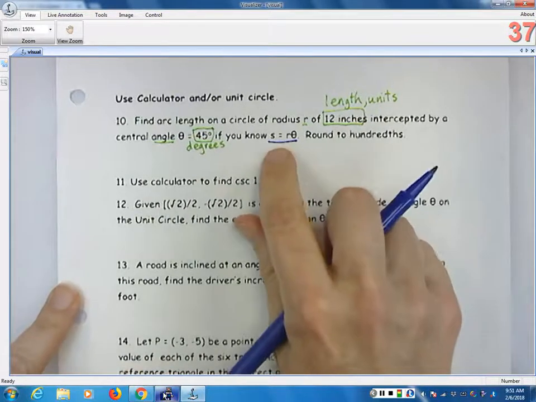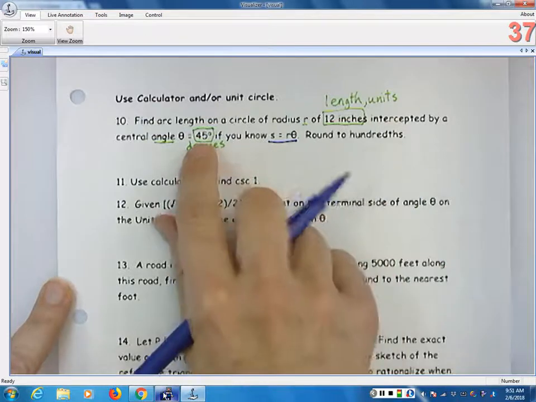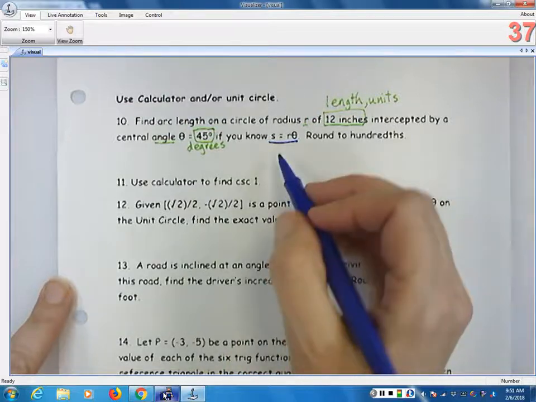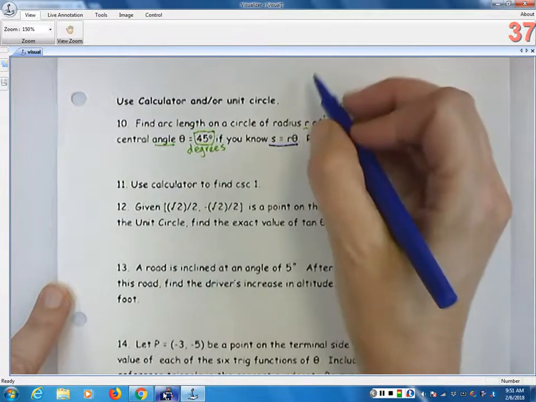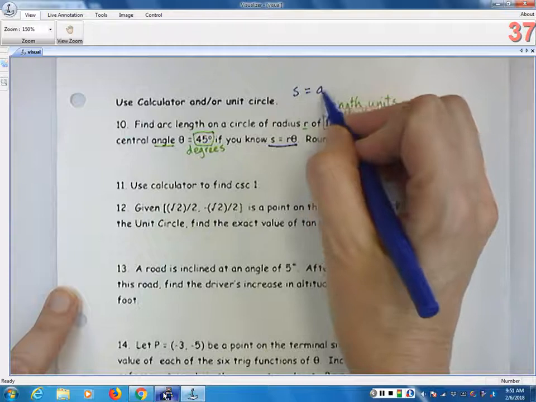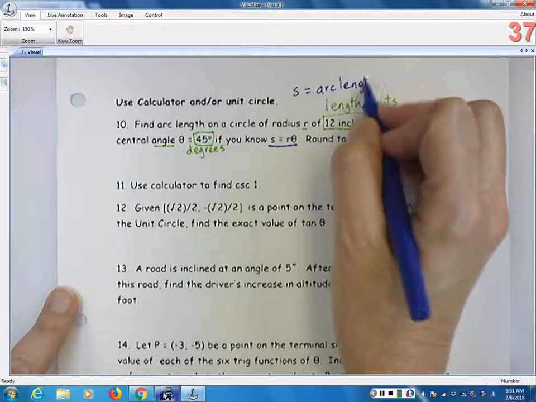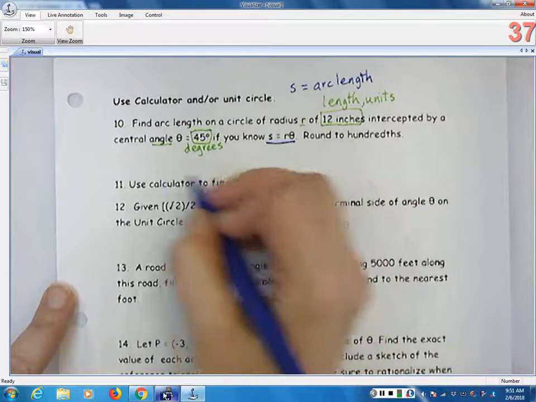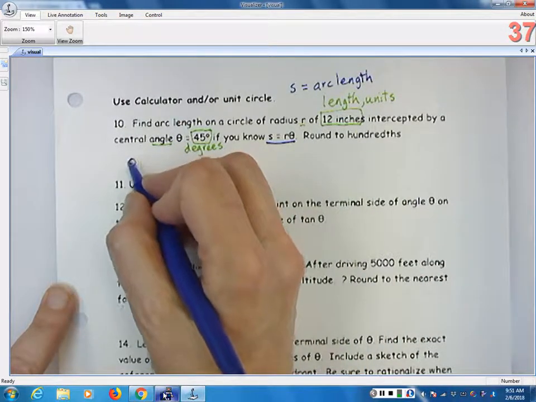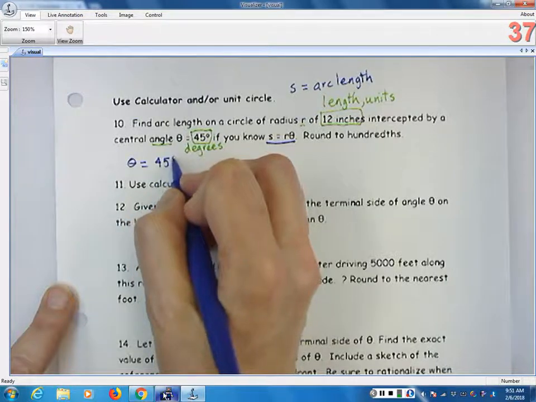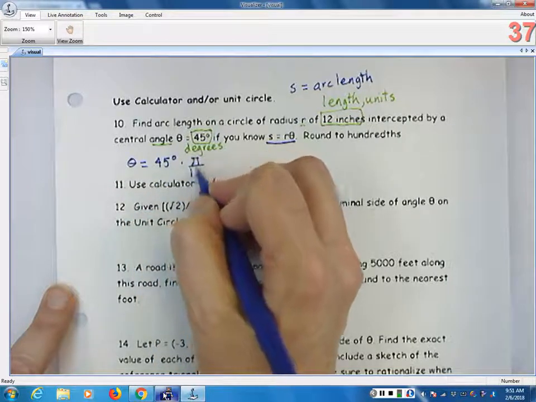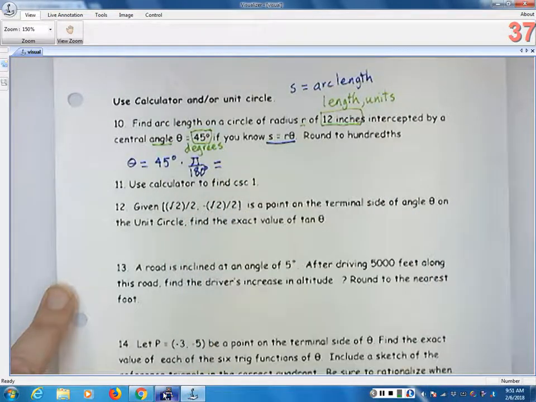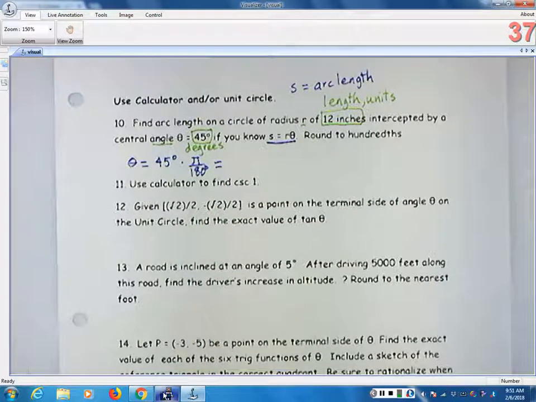You need to remember that in order to use this formula, you don't just take 12 times 45. It's asking for arc length, that's S. You do need to remember that S is arc length, and in order to use this formula, you have to have theta in radians. So convert theta from degrees to radians, times pi over 180. Well, that should be pi over 4.